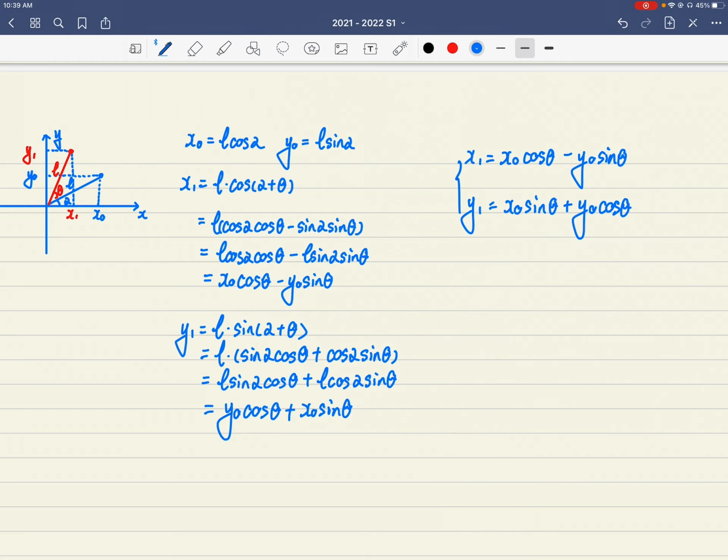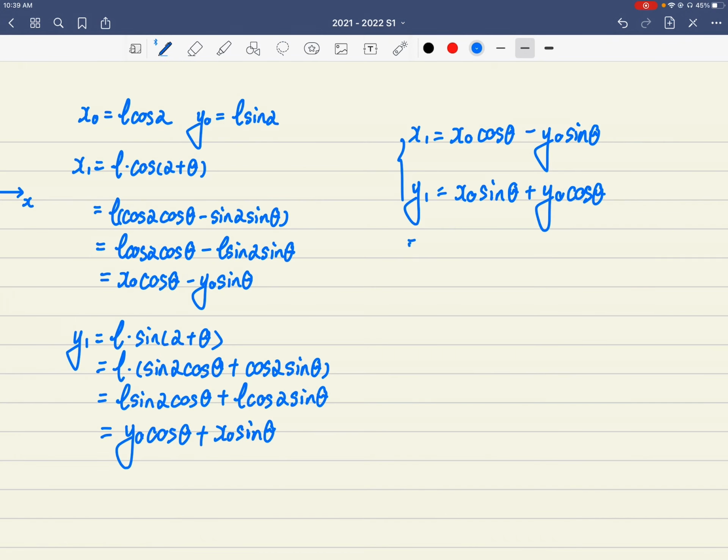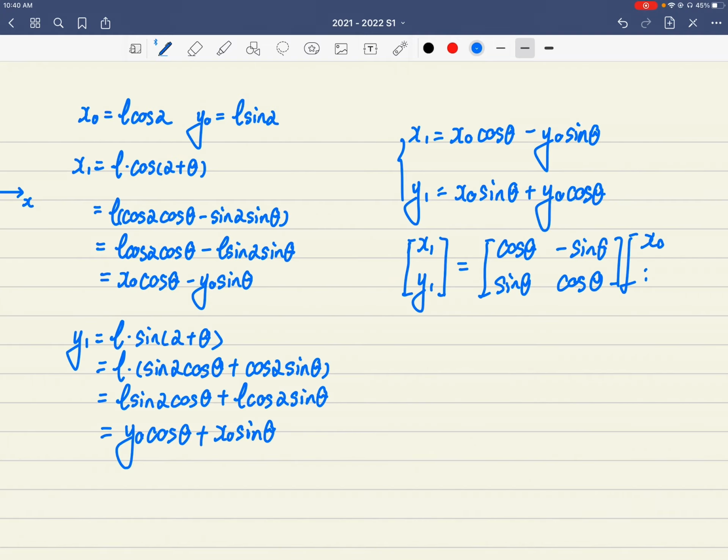Now we write it in matrix form. The left-hand side, x1, y1, we treat as a column vector. And the right-hand side, I can write as a matrix product: cosine, negative sine, sine, cosine, times x naught, y naught.